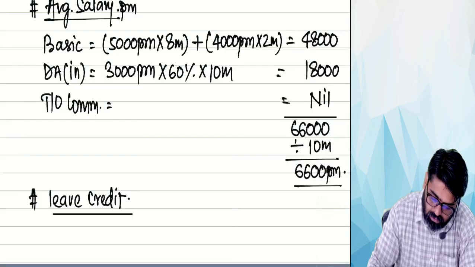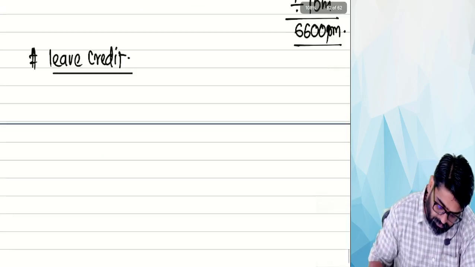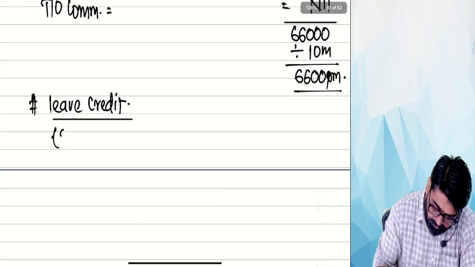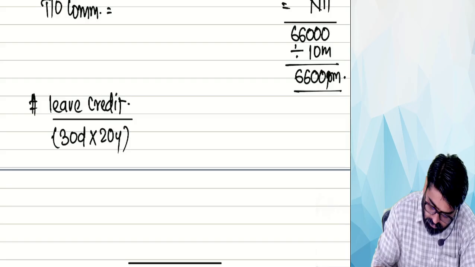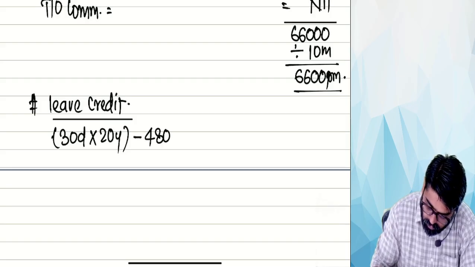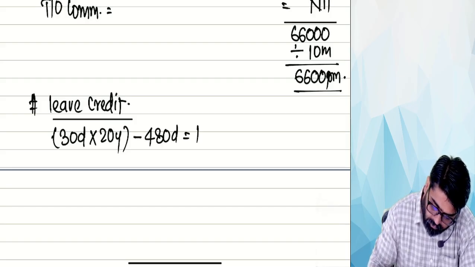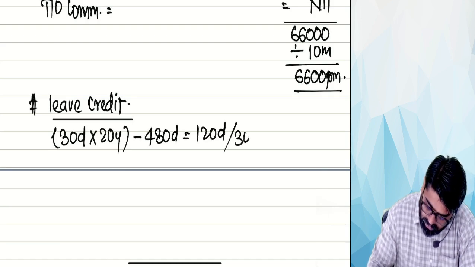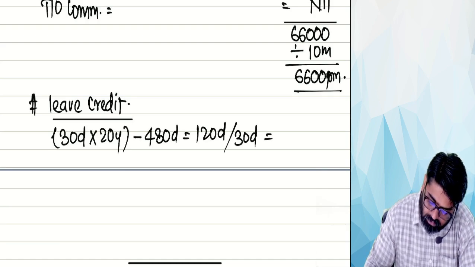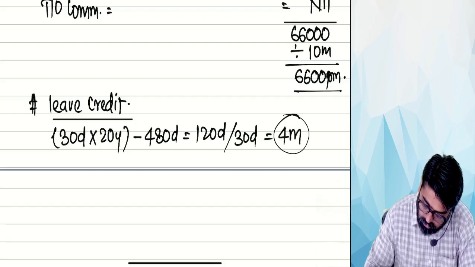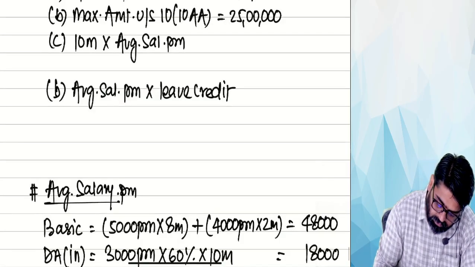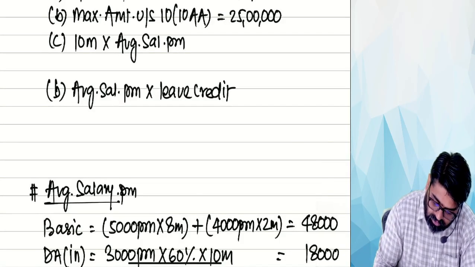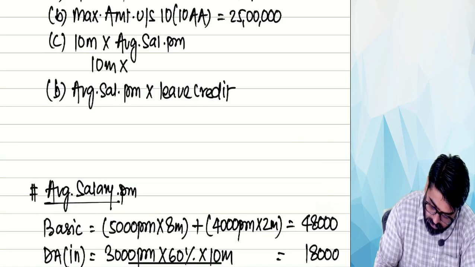So sir, tell me, how to calculate the leave credit? 30 days times 20 years is 600 days, minus 480 days equals 120 days, divided by 30 days equals 4 months. 4 months leave credit you are taking. Okay. So the average salary was 6,600, no? So 10 months into 6,600, what will be your limit now?